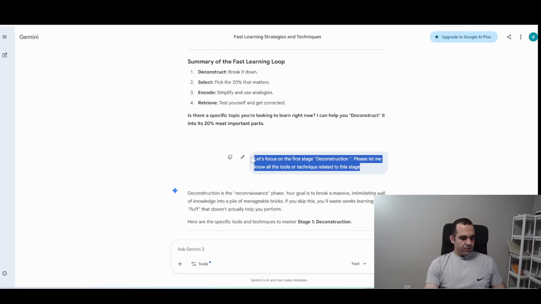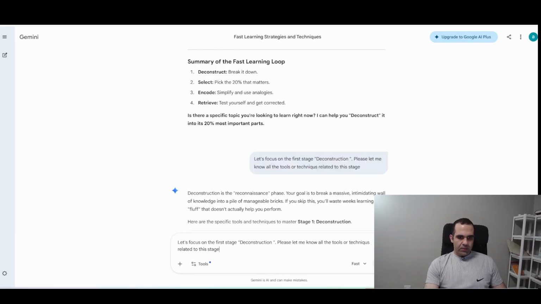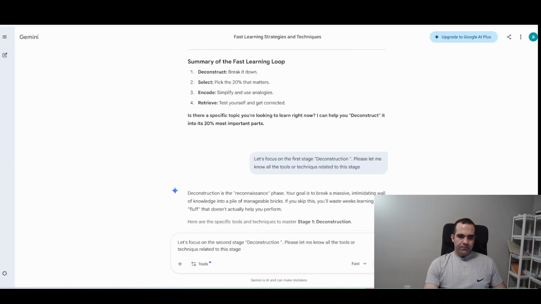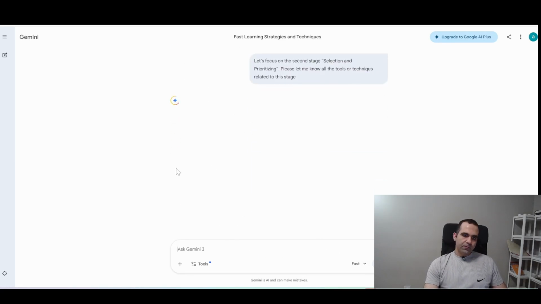Okay, so we just use this command again. Let's focus on the second stage, selection and prioritizing. Please let me know all the tools related to this stage. Okay.